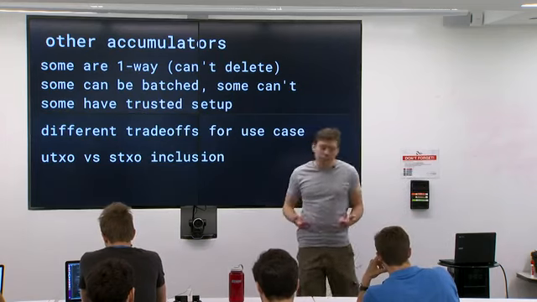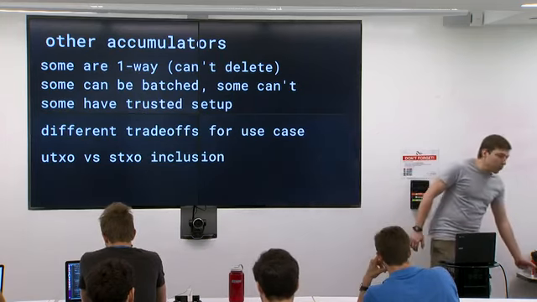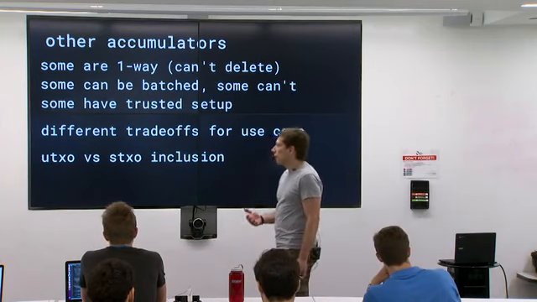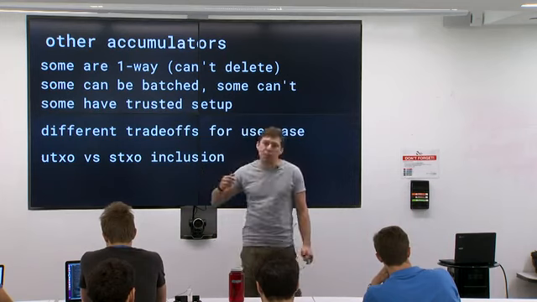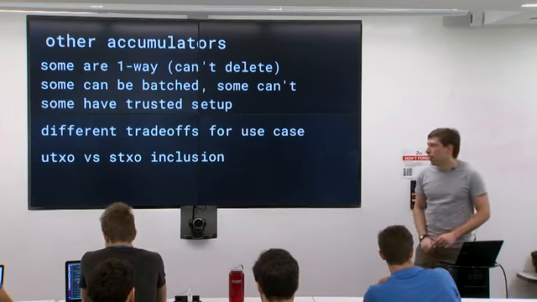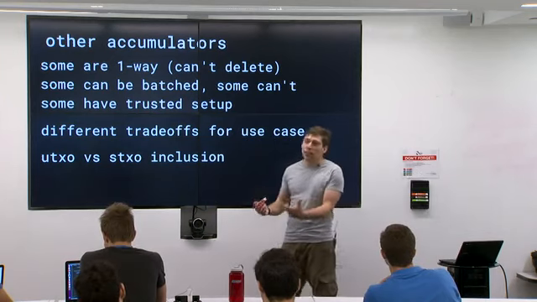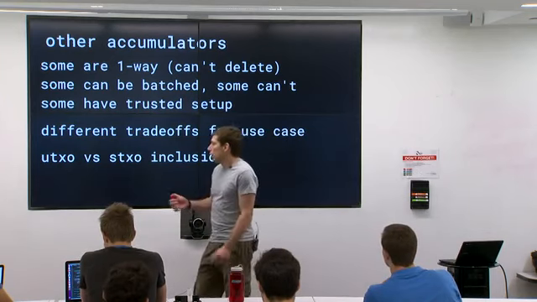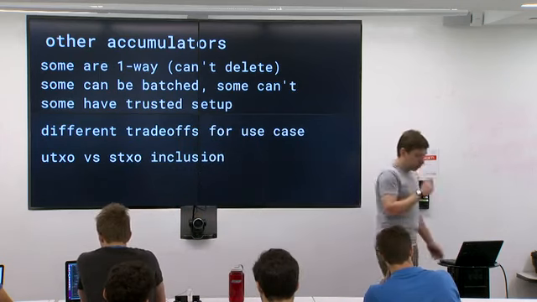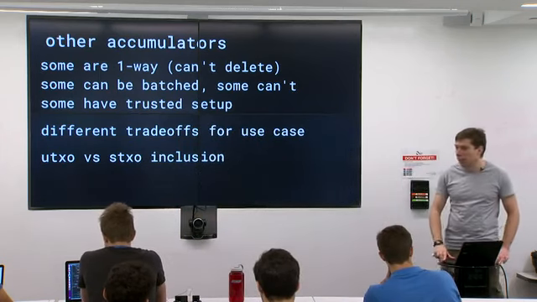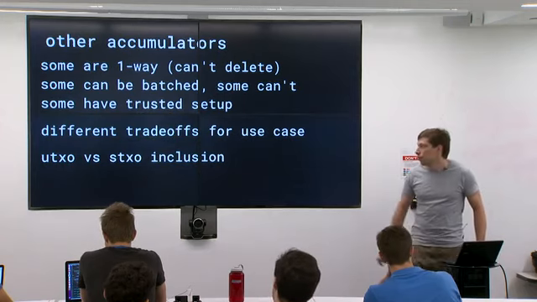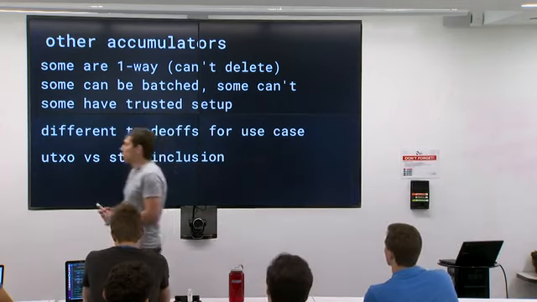And in the case of Bitcoin, the idea of an accumulator would be to put the UTXO set in it, or put the STXO, like spent transaction outputs, into it. And then prove, in the case of UTXOs, that it's in the accumulator, or in the case of STXOs, prove that it's no longer in the accumulator, right? Provide a proof of non-inclusion that, hey, it's not in this STXO set. So let's say you did it that way.